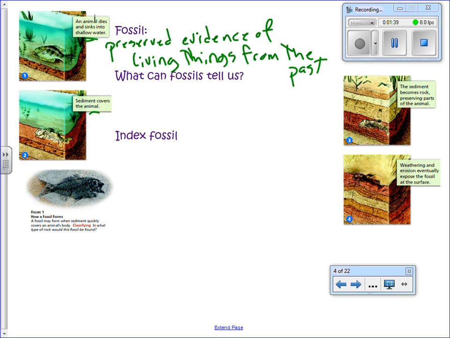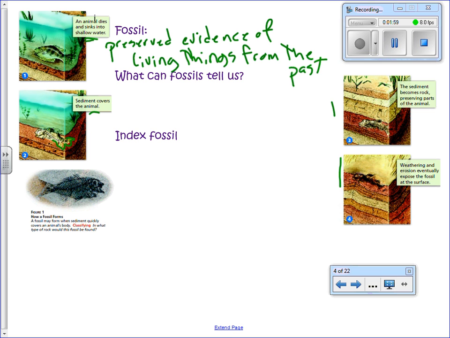Generally, the harder parts are going to preserve the best, right? The bones, the teeth are the most common things to find. In some cases, you do get imprints of the skin or the fins or things like that. So sediment covers the animal. Over much time, the sediment becomes rock, preserving parts.